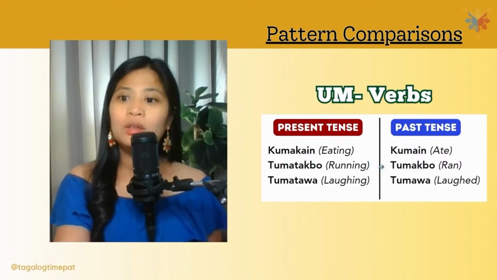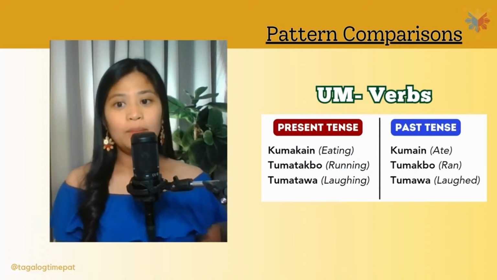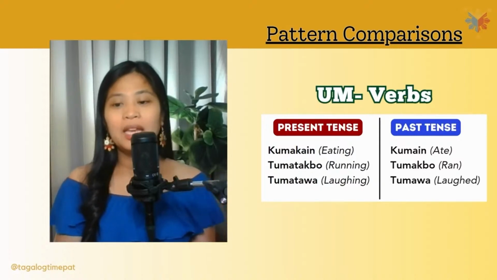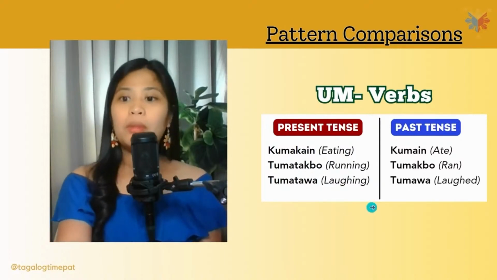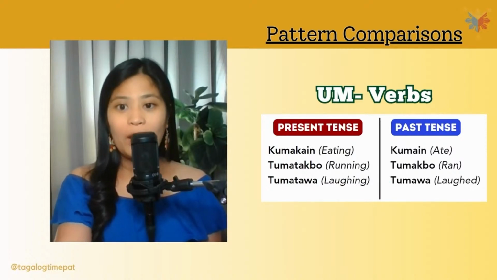In the past tense, it's tumakbo. He ran. Then for the word tawa, which means to laugh, in the present tense, it's tumatawa. Tumatawa sila. They are laughing. In the past tense, it's tumawa. Tumawa sila. They laughed.